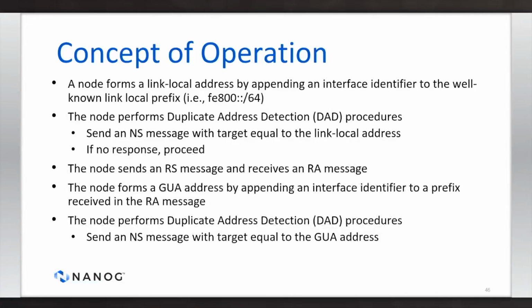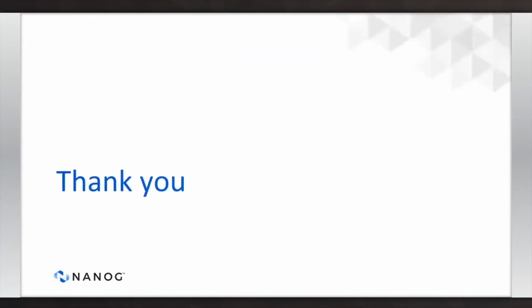The node forms a GUA by appending an interface identifier to the prefix that it received in the RA message. And then it does the exact same thing to find out if there's another node on link that is also using that address. If not, it's good to go, it has an address. Well, thank you very much, and I'm looking forward to your questions.